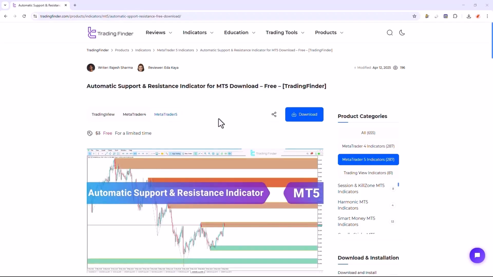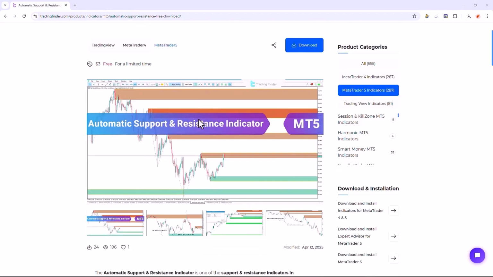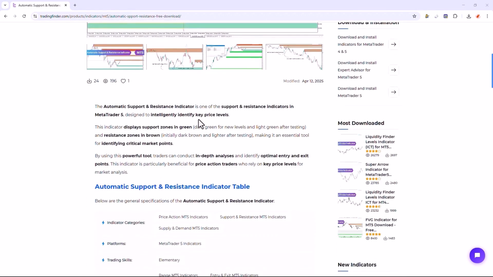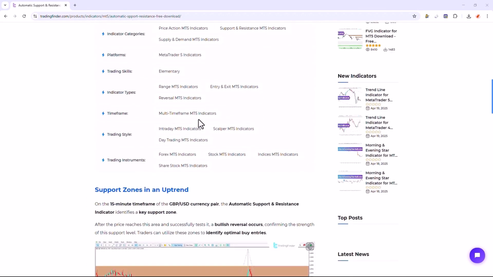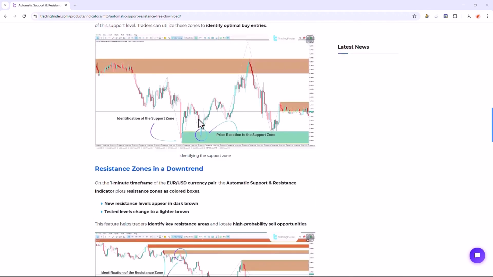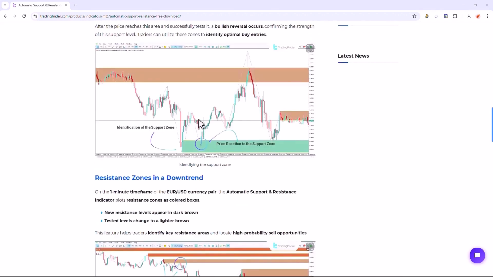The automatic support and resistance indicator offered for various platforms on the TradingFinder website. From this section, you can download the indicator file for MetaTrader 4 and MetaTrader 5 platforms and run it on the chart. Additionally, traders can read this page to understand the functionality and operation of the indicator.